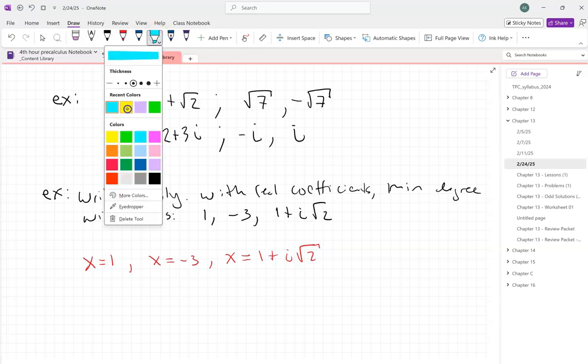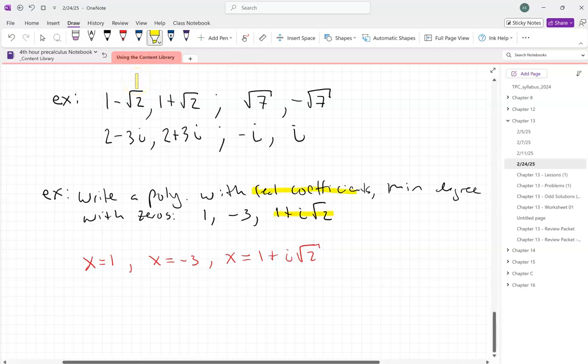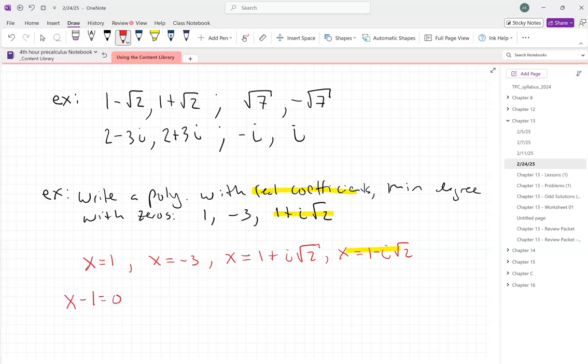But because I need to have real coefficients, and I have this i, or 1 plus i root 2, I'm also going to need an additional solution of 1 minus i root 2. I need to have its conjugate pair with it. And then just like we did before, we'll start by getting these things equal to 0. So subtract 1, add 3, subtract 1 plus i root 2, and then subtract 1 minus i root 2.